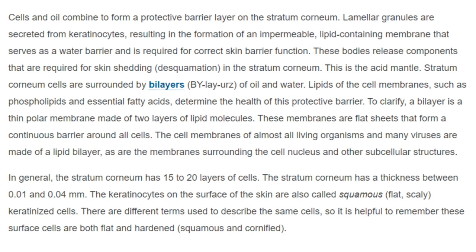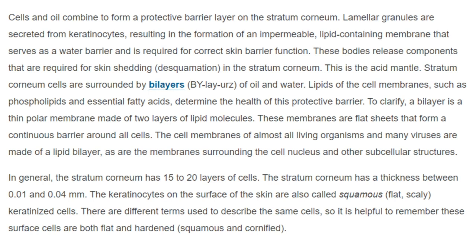Stratum corneum cells are surrounded by bilayers of oil and water. Lipids of the cell membranes, such as phospholipids and essential fatty acids, determine the health of this protective barrier. To clarify, a bilayer is a thin polar membrane made of two layers of lipid molecules. These membranes are flat sheets that form a continuous barrier around all cells. The cell membranes of almost all living organisms and many viruses are made of a lipid bilayer, as are the membranes surrounding the cell nucleus and other subcellular structures.